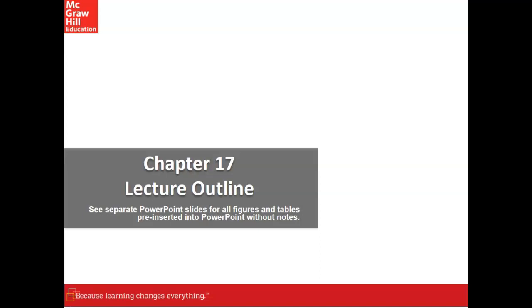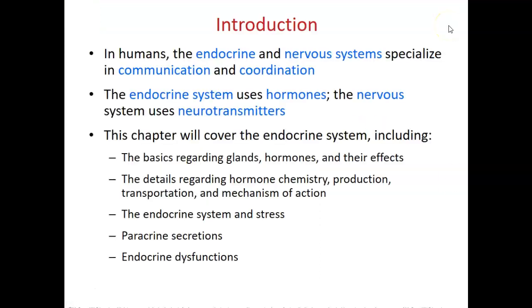Today we're going to start Chapter 17, the endocrine system. There are two systems that regulate our homeostasis. Those two systems are the endocrine system and the nervous system. We have talked about the nervous system using neurotransmitters and electrical signals to perform the function of communication and coordination. But the endocrine system will use hormones. The hormones can be released to the body through the blood circulation to regulate our internal stability.